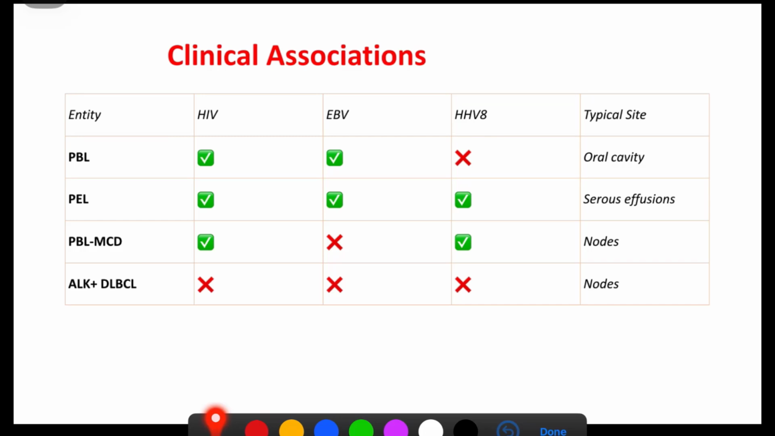So let's see what viruses are associated with this category. PBL, plasmablastic lymphoma, is associated with HIV and EBV. Mostly the oral cavity is affected. Then PEL, primary effusion lymphoma, is associated with any of the three viruses, and shows serous effusion. PBL-MCD is associated with HHV8 and HIV, mostly nodes are affected, and ALK positive is not associated with any of the three viruses, and mostly nodes are affected.